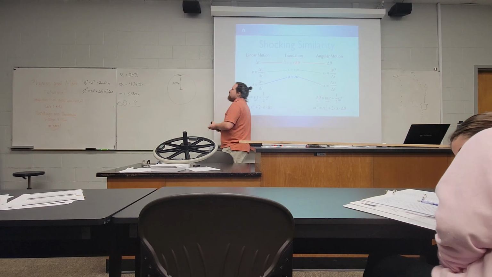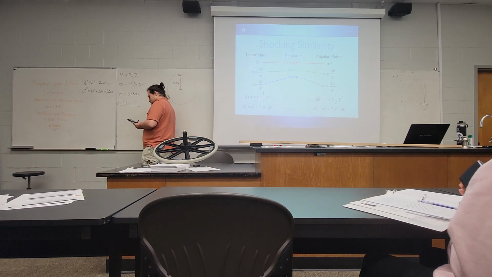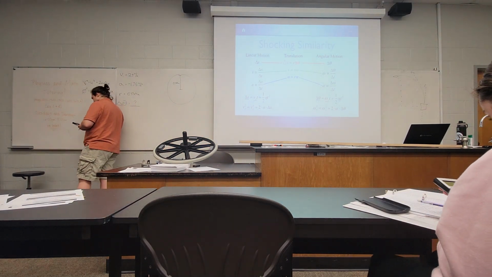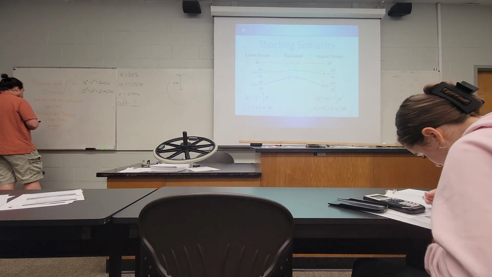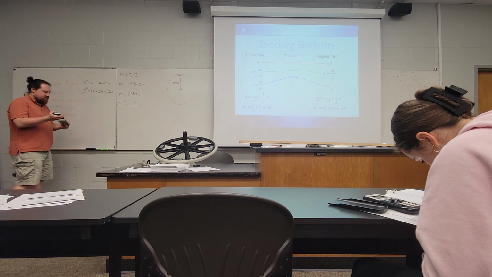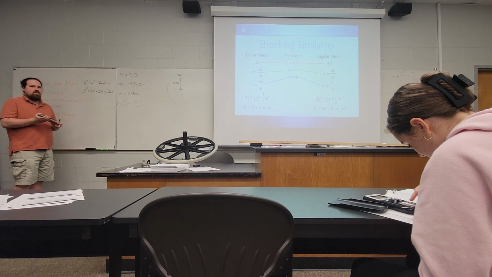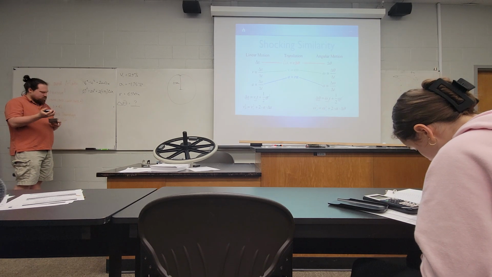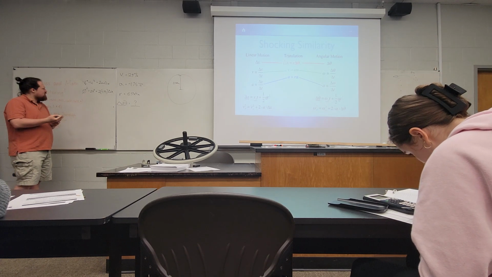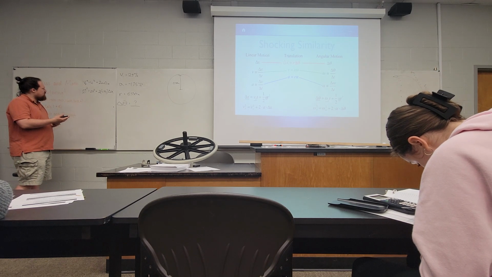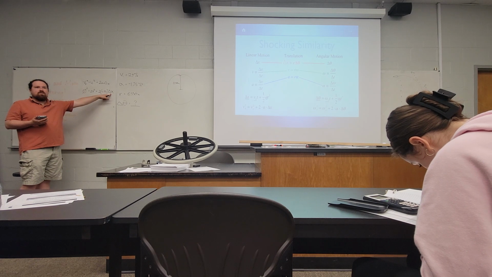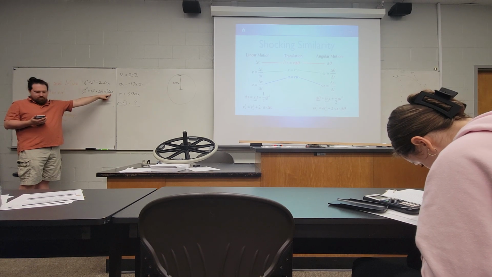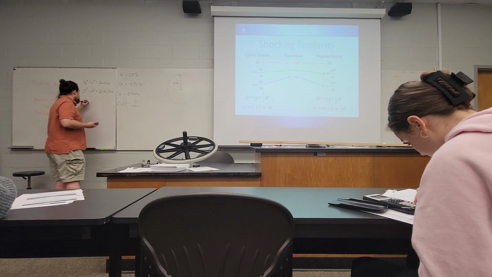Come again? 29. 29 meters per second is the initial speed. What was the question? What's delta x? Oh. 240.3. Yes, very good.